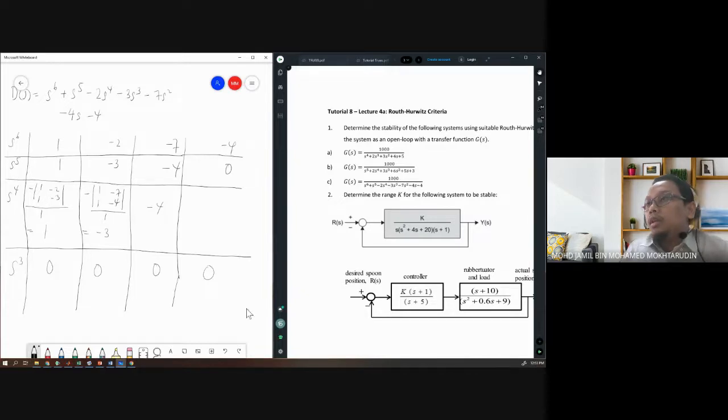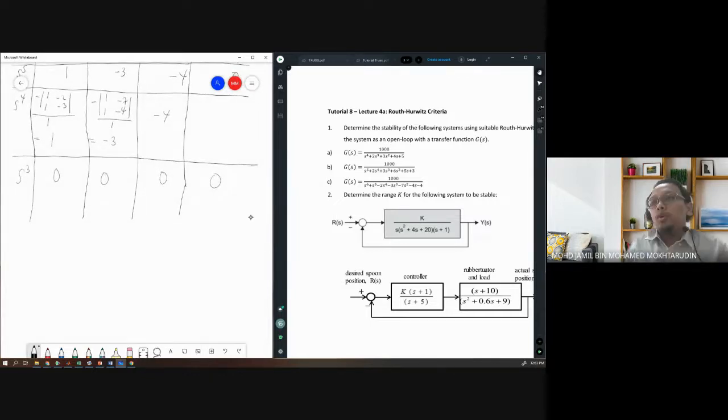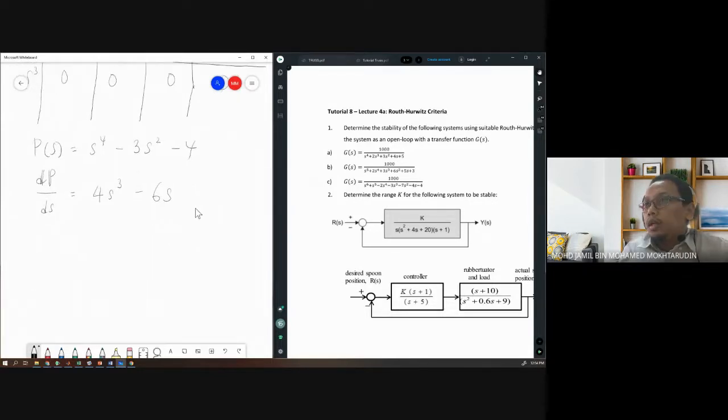And then from here, you need to look at the row above S3 to generate new polynomials. So we generate new polynomials from row S4. So we get S power of 4 minus 3 S power of 2 minus 4. And then differentiate. You get 4s cubed minus 6s. Then we use these new values to replace row S3.